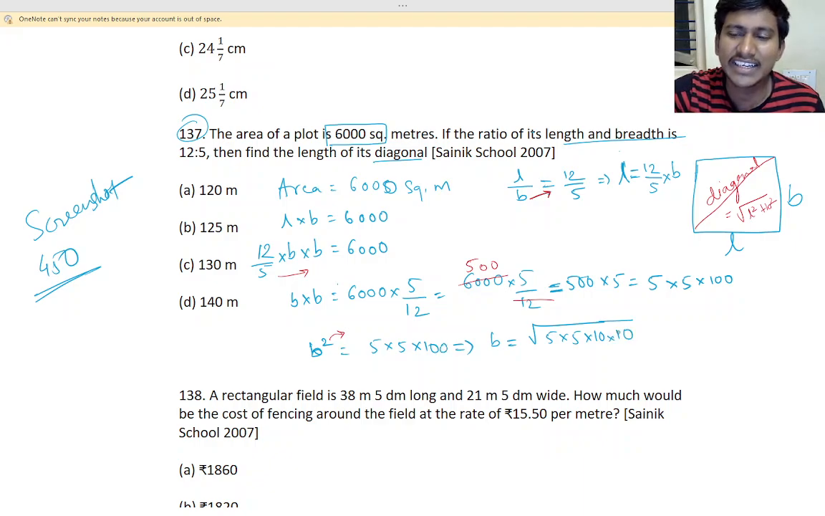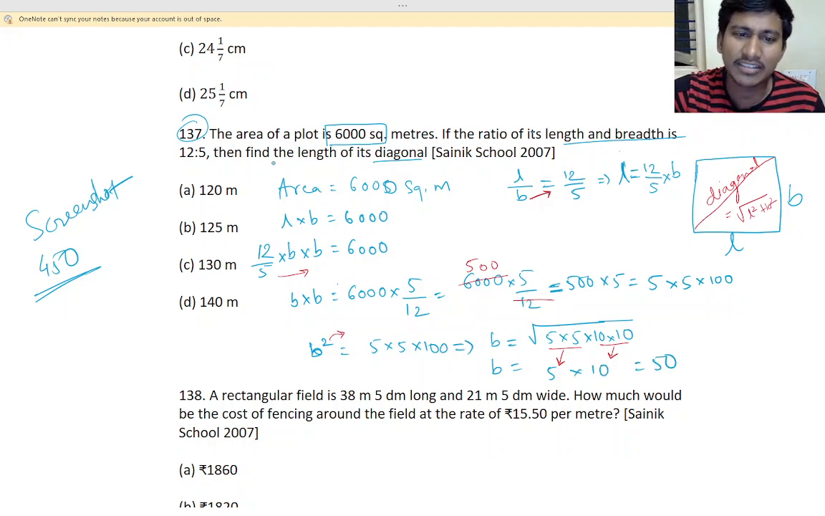10 tens are 100, right? Yes, sir. So here I have told you, in the square root, if you want to find, we have to take one pair out. From these two, we have to take one out. From these two, we have to take one out. So what will be the answer? So 5 into 10, that is 50.